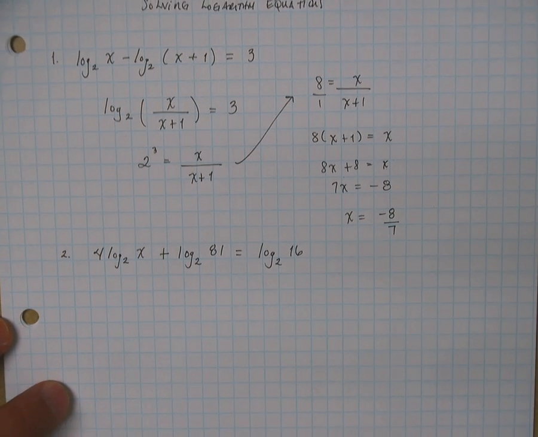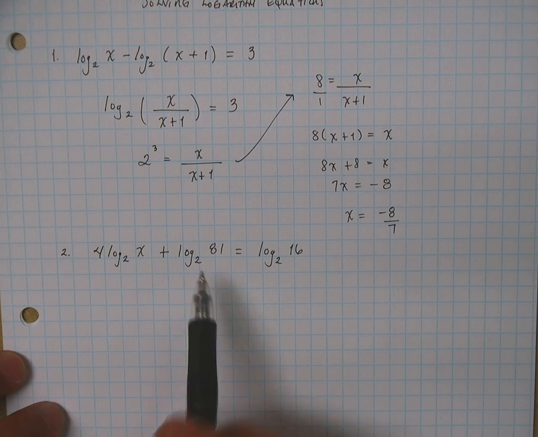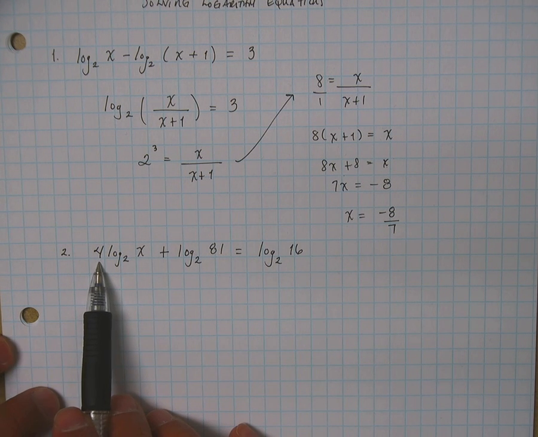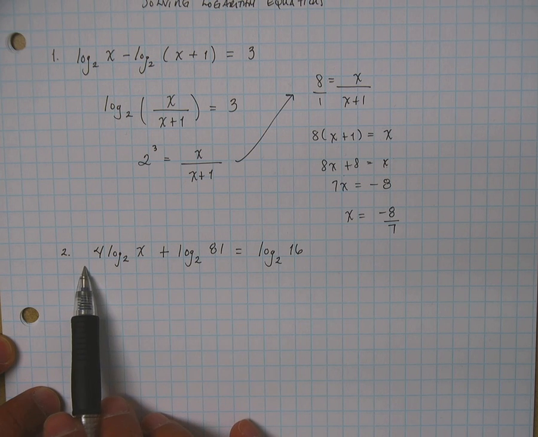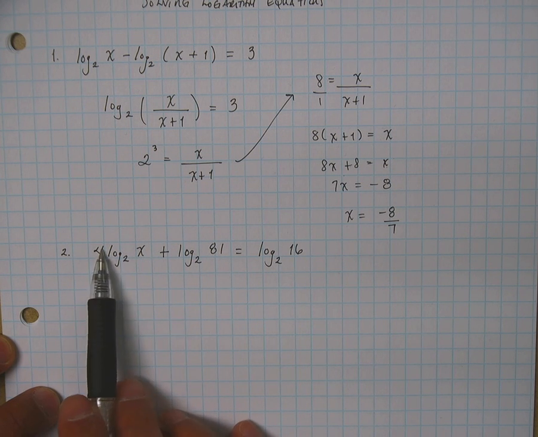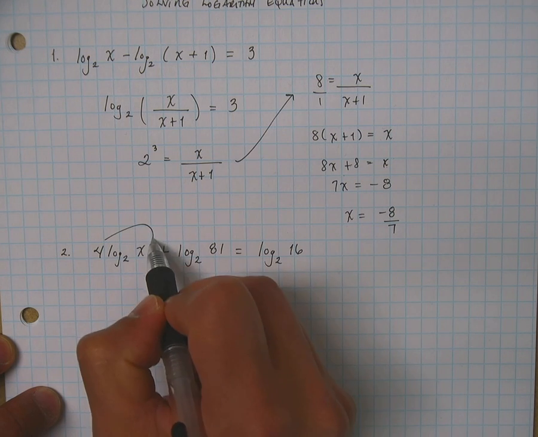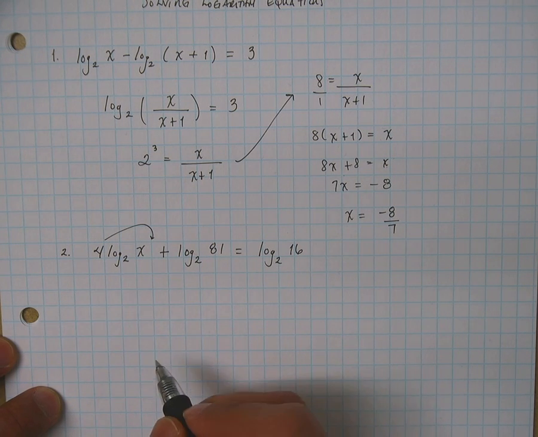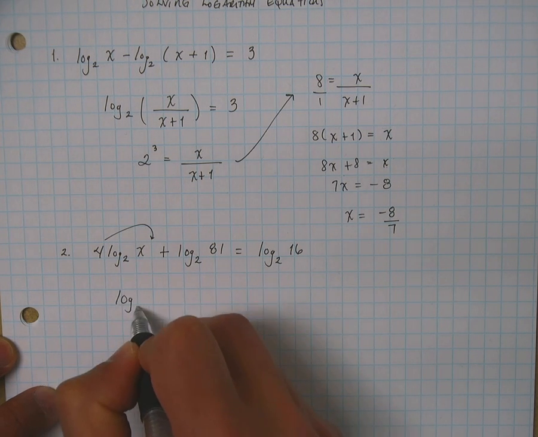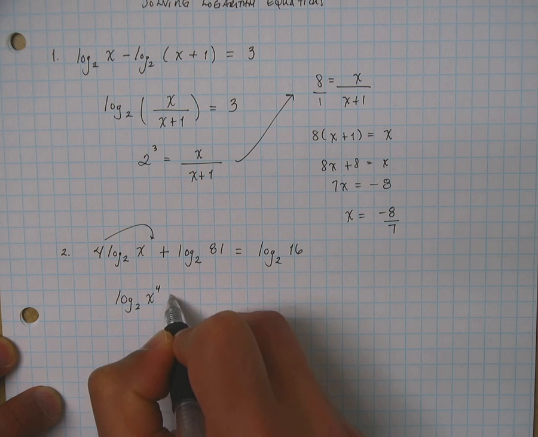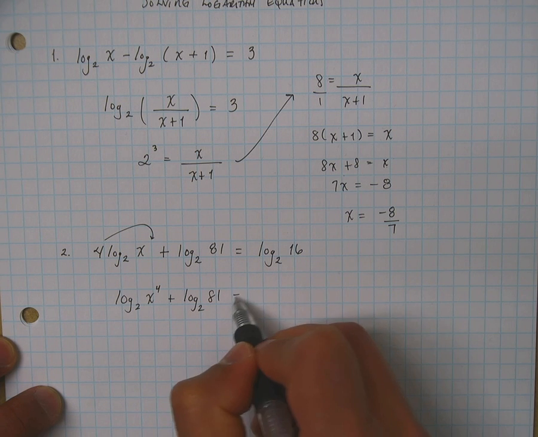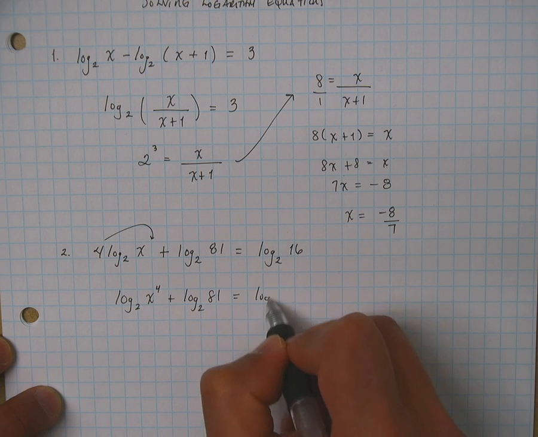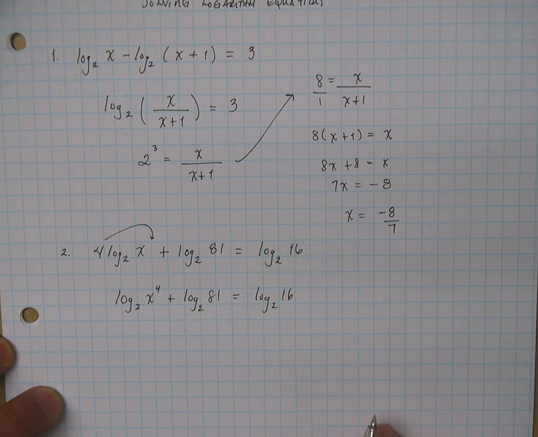Alright, number 2. Let's go ahead and do this. Same thing here, but you notice here I have a 4 in the front. So before I combine these two, this is going to become an exponent. Okay, the power rule. This is going to come up here. Okay, and let's do that. Log base 2 of x to the 4th plus log base 2 of 81. And I'll just rewrite this for now, log base 2 to the 16.